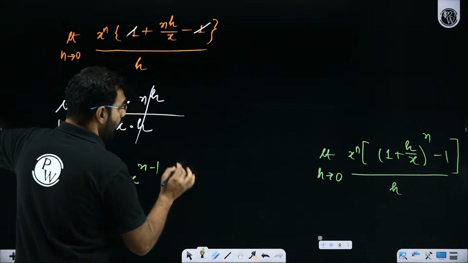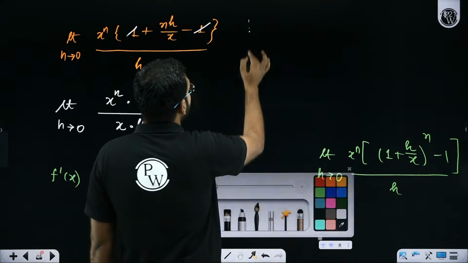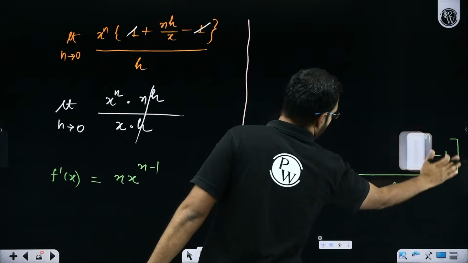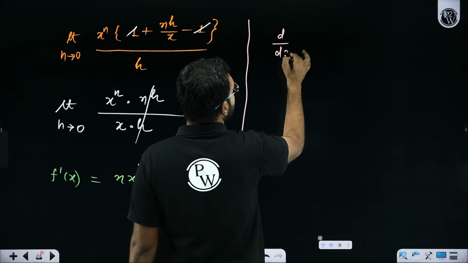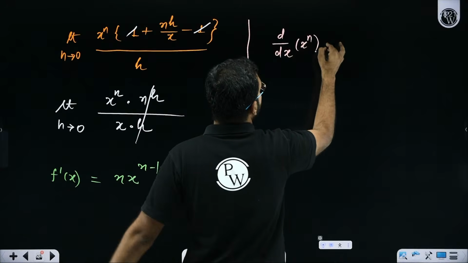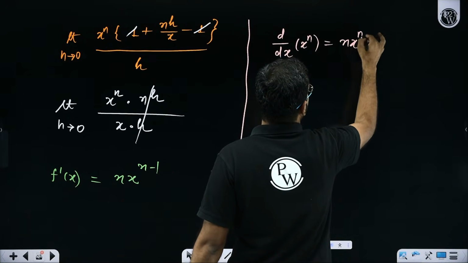What is this, students? I hope you do realize that this is nothing but what? This is your d/dx. d/dx of what? d/dx of x to the power n, which we received as n x to the power n minus 1.